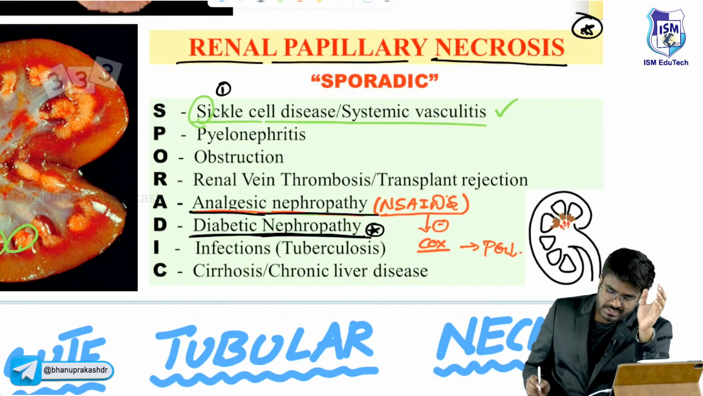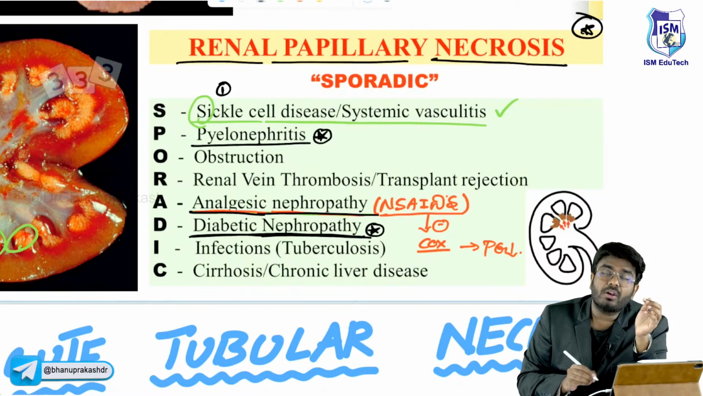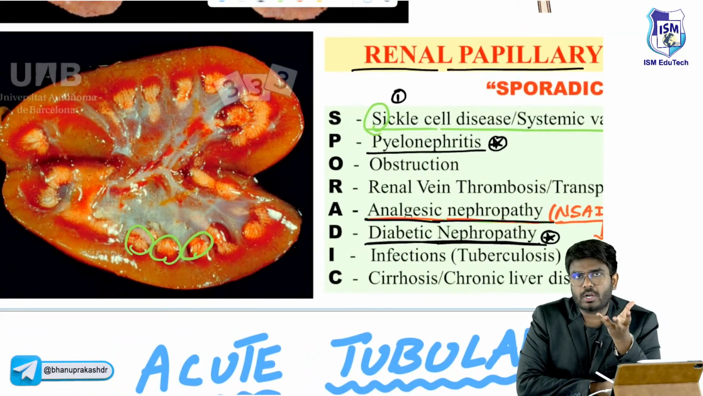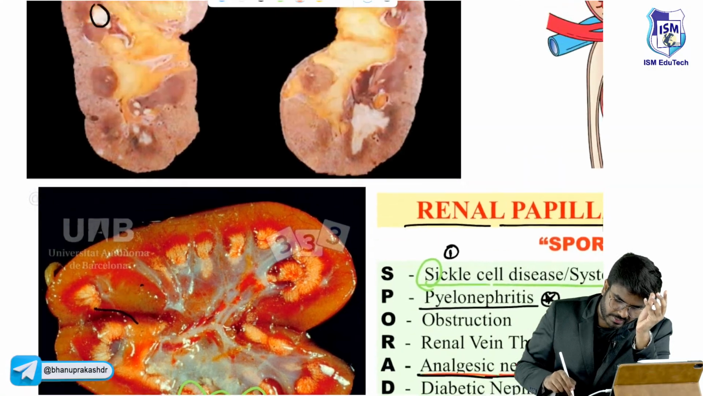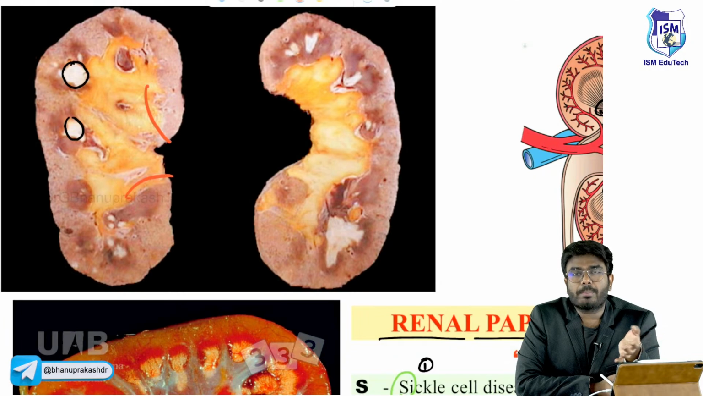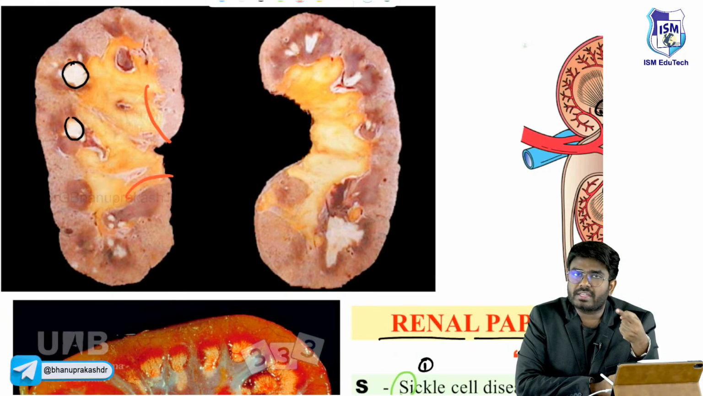And last but not the least, it's pyelonephritis. Pyelonephritis means inflammation in the renal pelvis, not the normal pelvis. Pyelonephritis is an infection. In the renal pelvis area, there is infection followed by inflammation. Whenever there is infection and inflammation going on in that area, that can also cause damage to the renal papilla. The renal papilla is one of the most sensitive structures, so it can also undergo necrosis.